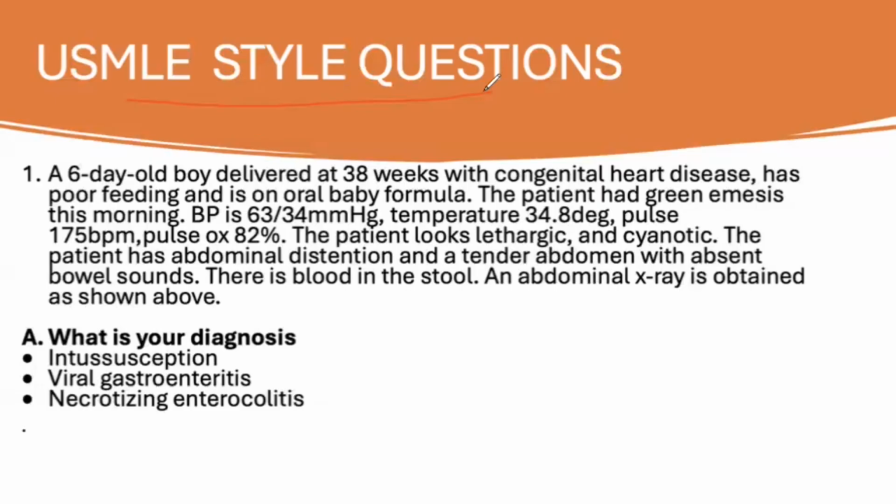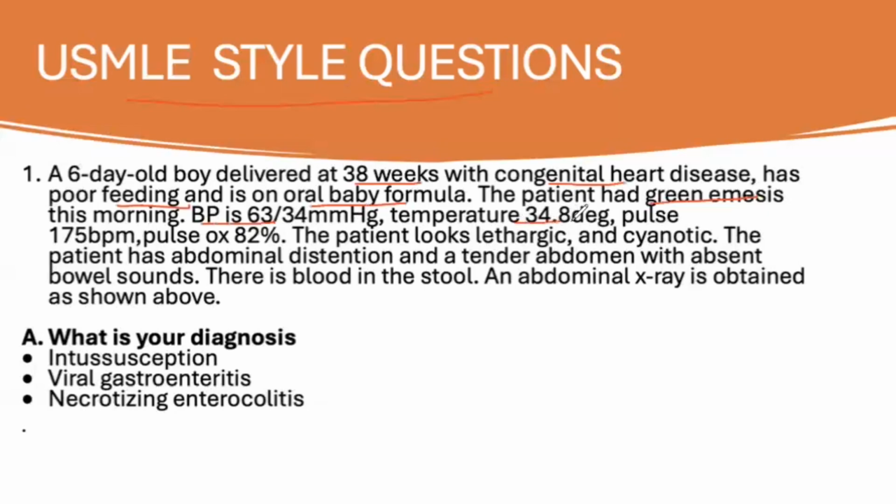Let's discuss some USMLE style questions that are likely to appear on the exam. So a 6-day-old boy delivered at 38 weeks is brought in with congenital heart disease. Patient also has poor feeding and is on oral baby formula. Patient had green emesis this morning and is noted to have a BP of 63/34 millimeters of mercury.